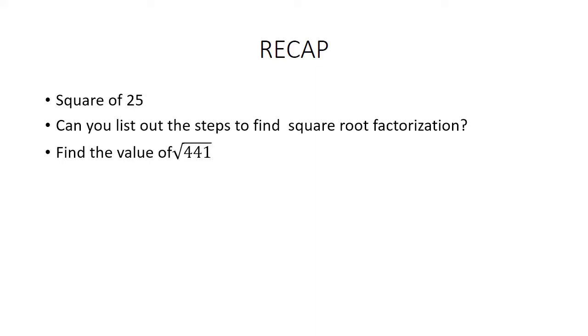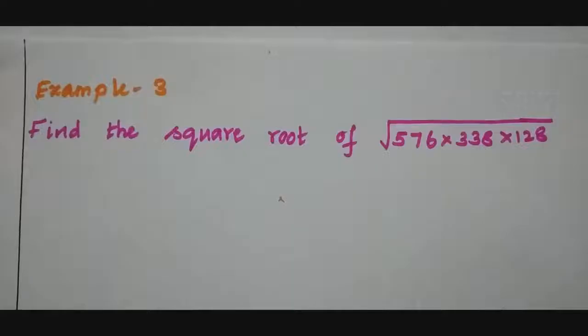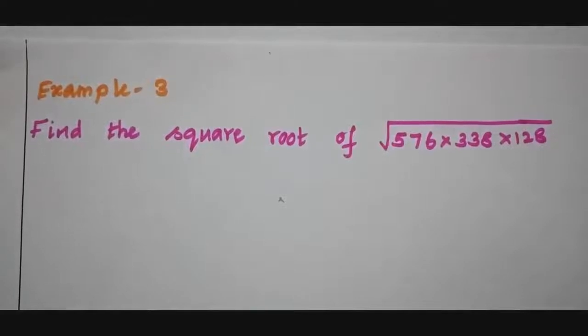Find the value of root 441. Yes, the answer is 21. 441 is nothing but the value of 21 square. Square root exists only for dash. Yes, square root exists only for square numbers. As a continuation of the previous class, today also we are going to solve problems based on square root by factorization. Let us solve the examples.